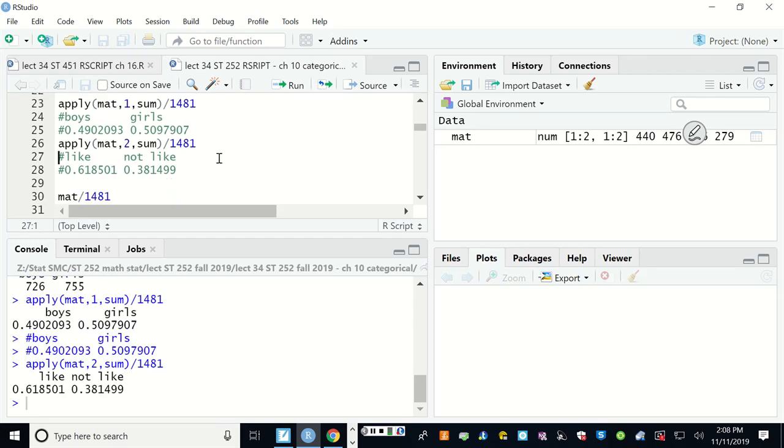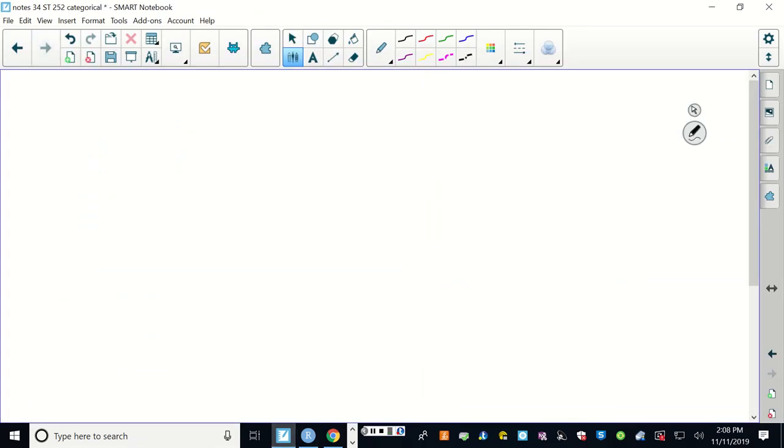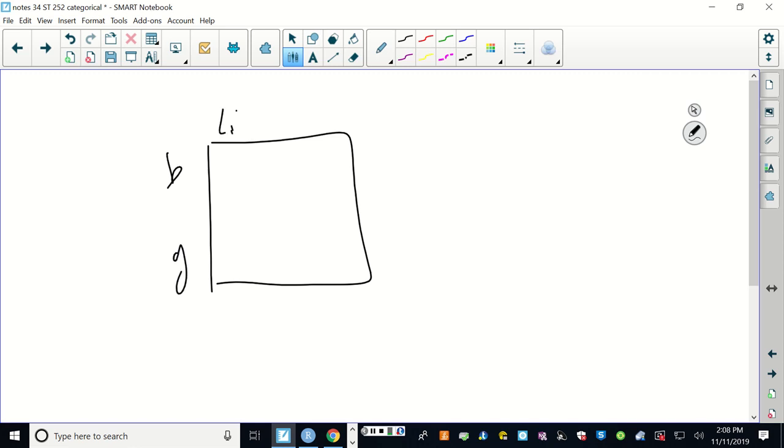So if you put the numbers for this example into a table, there's boys and girls, and then like, not like. Those things on the sides, let's see, did I write those things down? Oh yeah, so there was 49% were boys, 51% were girls. And in this column, 0.6185 liked it, and 0.3815 did not like it. And both of those, whether you add up this way or this way, add up to 1.